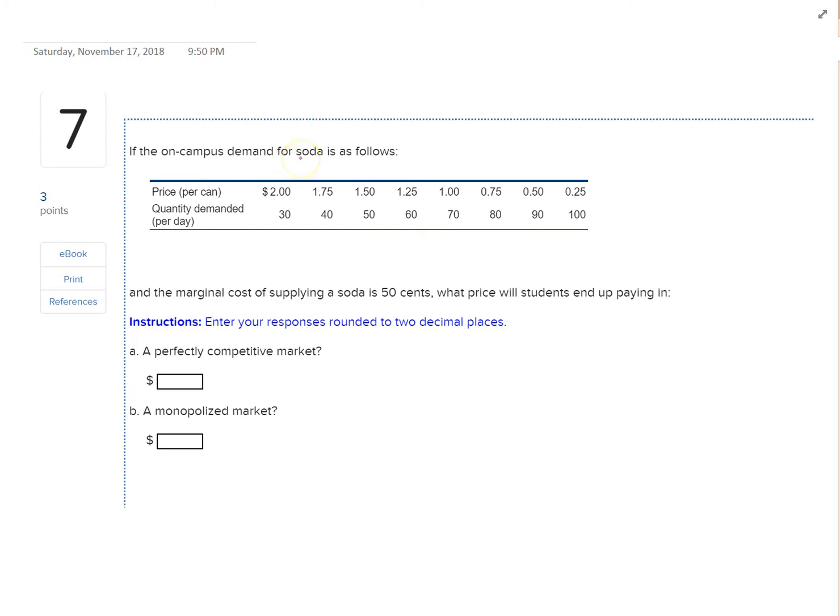If you look at this, you can tell what total revenue and marginal cost are for these. My idea of this is I like to see it a little differently, so I'm going to set it up a little differently down here. So I'm going to have price, $2, $1.75, $1.50, $1.25, $1.75, 50 cents, and 25 cents. Okay, so that's the price column.